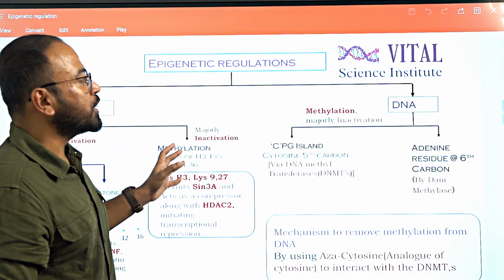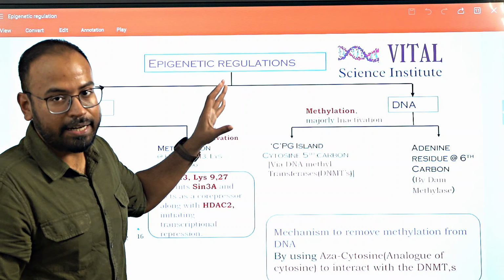The rest of the methylation, by means of DNA, will be discussed in our next class.